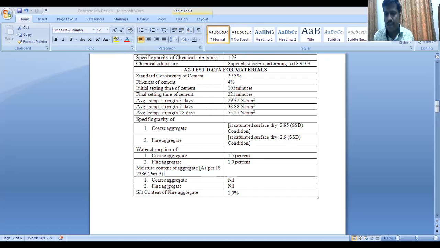Moisture content, again as per IS 2386 part 3, you are going to calculate the moisture content, the water absorption, and the specific gravity. हे मिक्स डिझाईन हे जे काही आता इथे टेबल तुम्ही पाहताय हा काय असंच आलेला नाहीये. What we have done, we have done the physical testing of the cement. We have checked the physical properties, mechanical properties of the cement, आणि हे त्याचे रिझल्ट्स तुम्ही पाहू शकता जे आलेले आहेत.